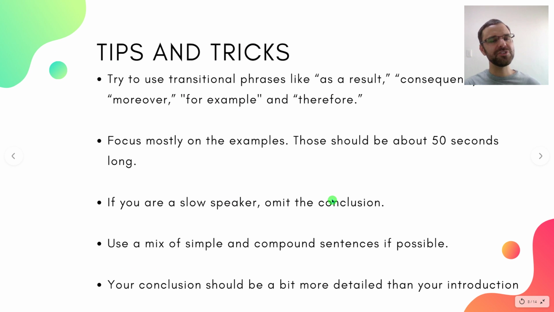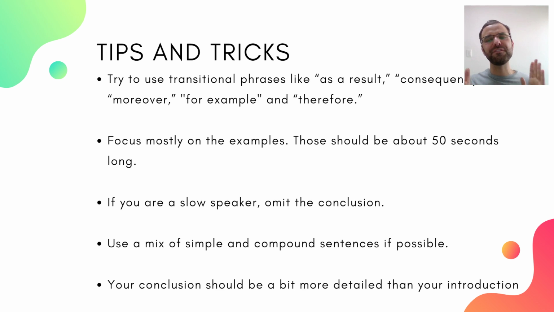All right, before I give you the sample, just a few tips and tricks to bring your answer to the next level. These are pretty much the same tricks I recommend for all the speaking questions, so I'll keep it brief. First of all, give me transitional phrases like as a result, consequently, or therefore. These things give your answer more flow, and I think they improve the topic development part of your answer.